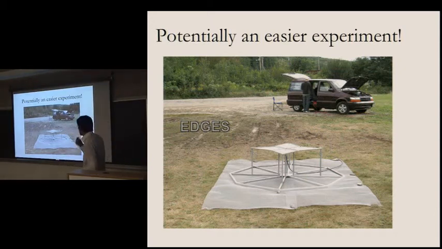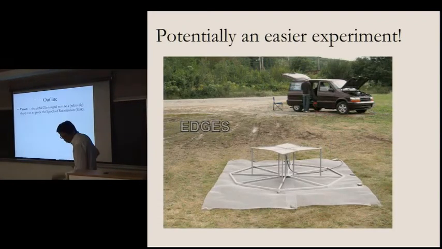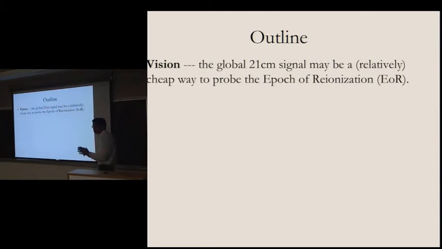And people have started doing this. This right here is in fact Judd Bowman. This is the EDGES experiment done by Judd Bowman and Alan Rogers, and they target this last bit, this 100 to 200 megahertz region, hoping to see this decay down here. Now, that was a long introduction, but that's the vision. Okay? We think that the global 21 centimeter signal, measuring the monopole as a function of frequency, might be not an easy, but a cheaper way to probe the EoR.